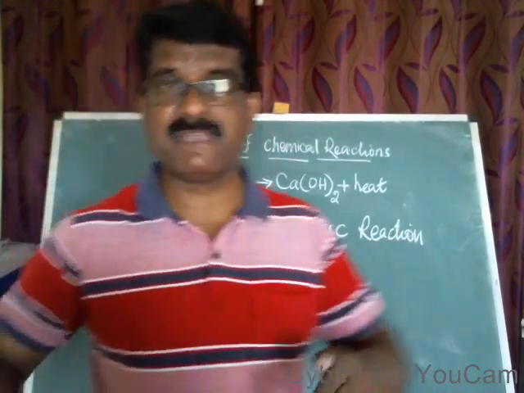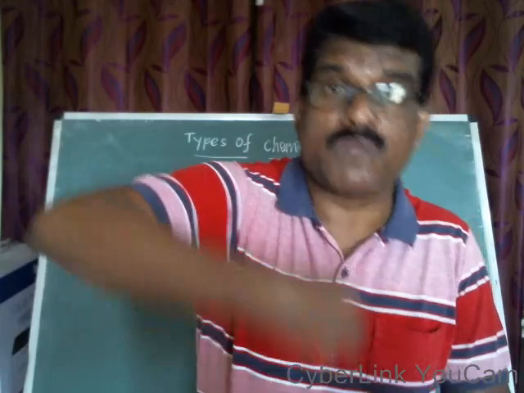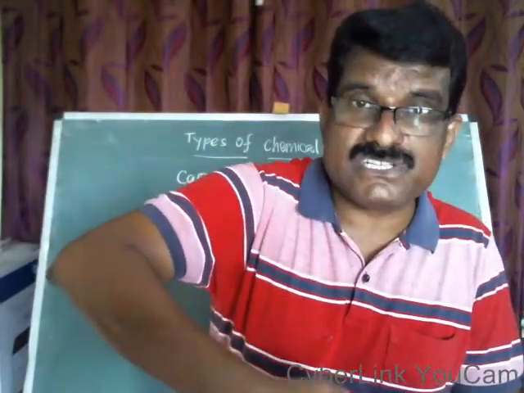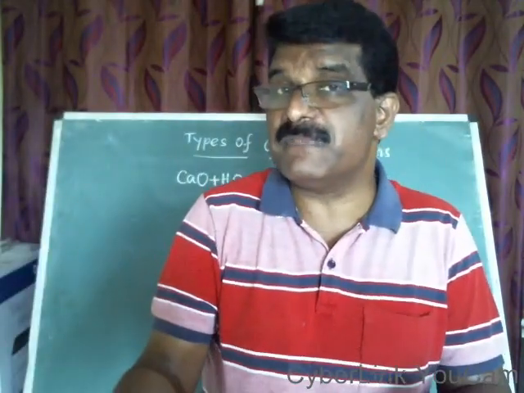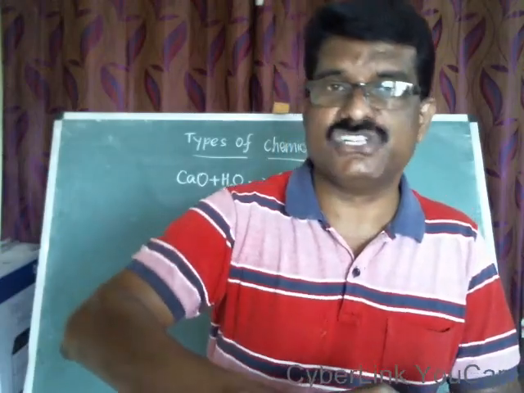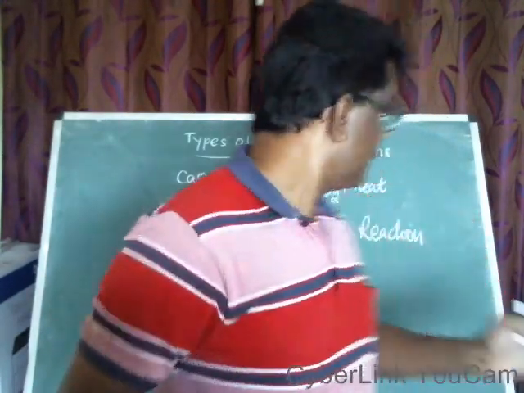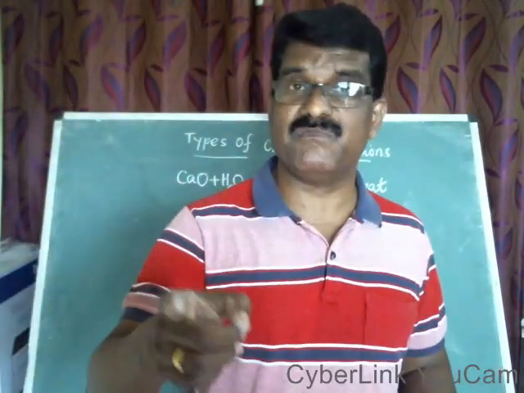So what do you mean by exothermic reaction? An exothermic reaction is a chemical reaction in which heat energy is evolving out, or coming out. Exo means towards outside, thermic means heat. So a chemical reaction in which heat energy is coming out, released out, evolved out is known as an exothermic reaction. Therefore, the reaction between quicklime and water is also an example of an exothermic reaction.